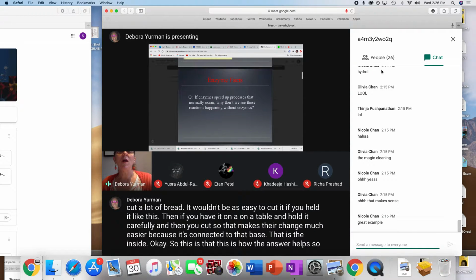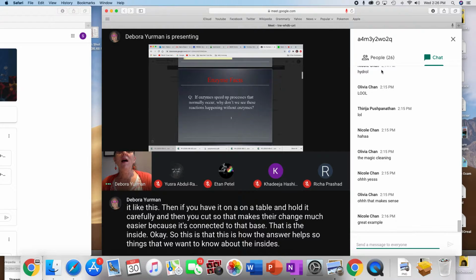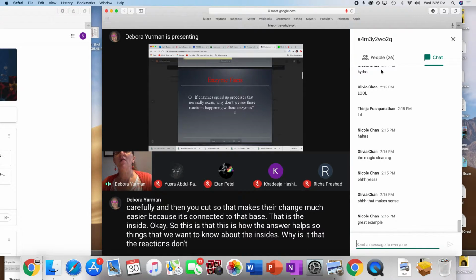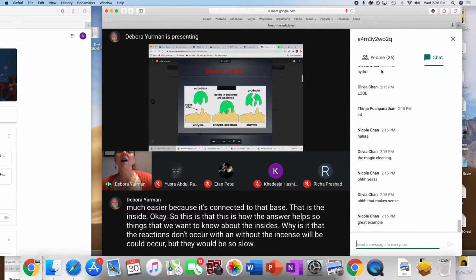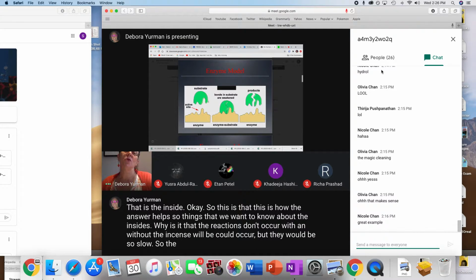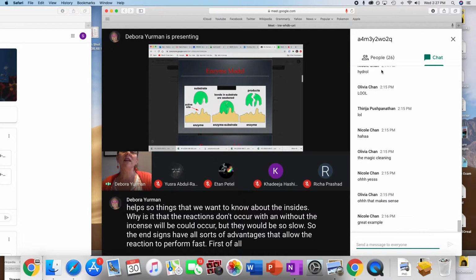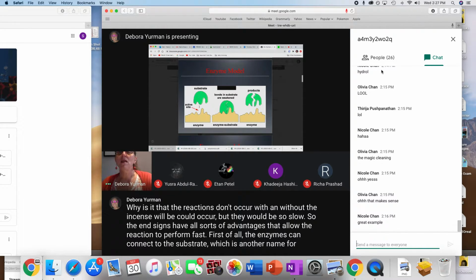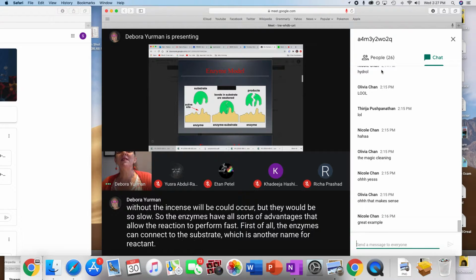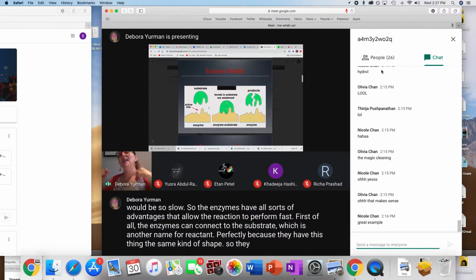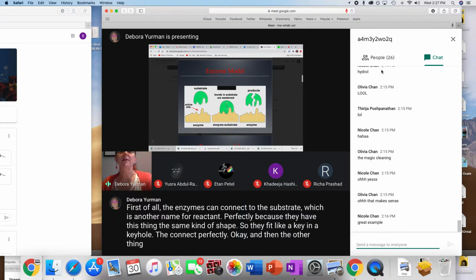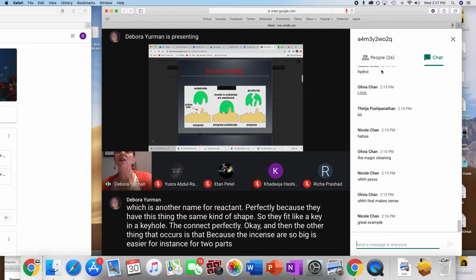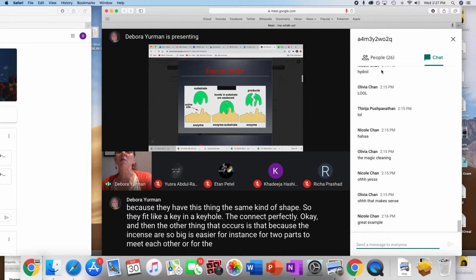So, things that we want to know about the enzymes. Why is it that the reactions don't occur without the enzymes? Well, they could occur, but they would be so slow. So the enzymes have all sorts of advantages that allow the reaction to occur fast. First of all, the enzymes can connect to the substrate, which is another name for reactant, perfectly because they have the same kind of shape. They fit like a key in a keyhole. They connect perfectly, okay? And then the other thing is that because the enzymes are so big, it's easier, for instance, for two parts to meet each other or for the bonds to become unstable and break.